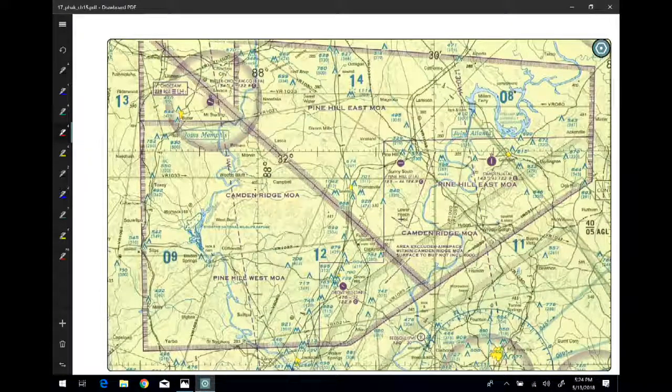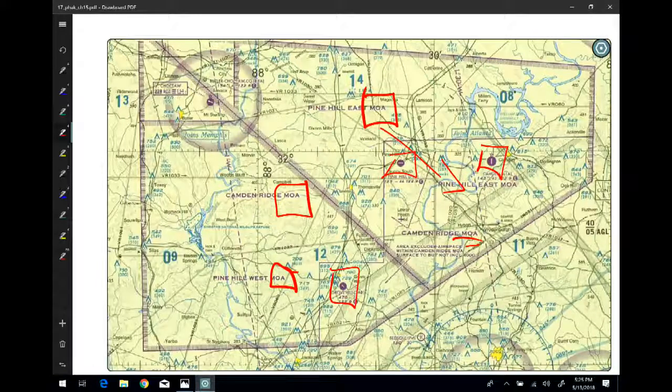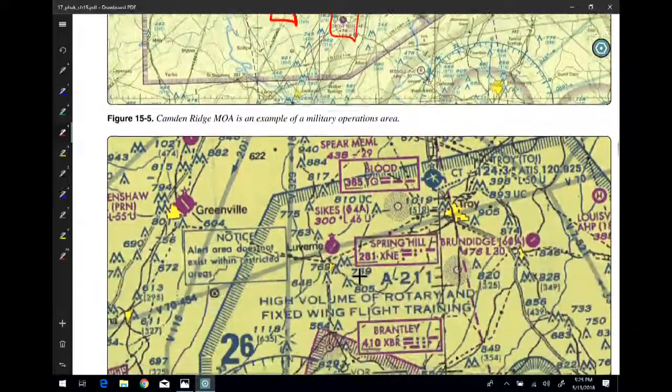So if we look at these maps over here, we can see this is the Pine Hill East MOA. Here's the Camden Ridge MOA. Pine Hill West MOA. This is again more the Pine Hill East through here. And you can see that you have civil airports in here. So you can definitely work in these areas and you can definitely fly. That's not going to be a problem, but you need to know what these areas are and that these things are out there.